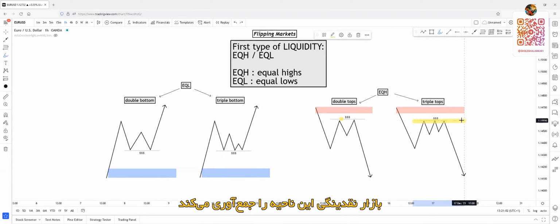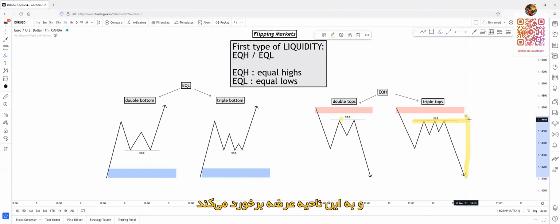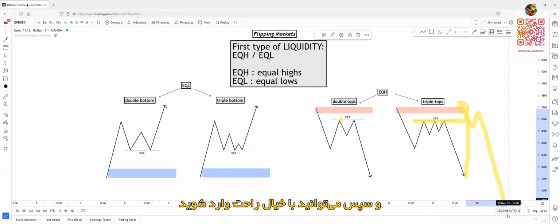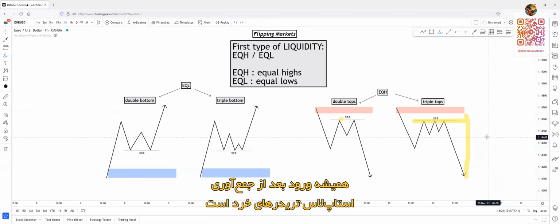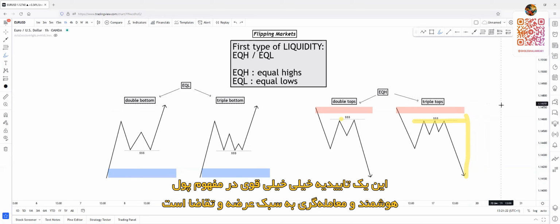Market will sweep all of the liquidity from this region too, tap into this supply zone, and after you can hop in a trade easily. Because the main purpose of the smart money is to always enter after the retail trader stop losses have been swept and taken out. So you only want to enter after the stop losses have been swept. This is a really strong confirmation in smart money concepts and supply and demand trading.